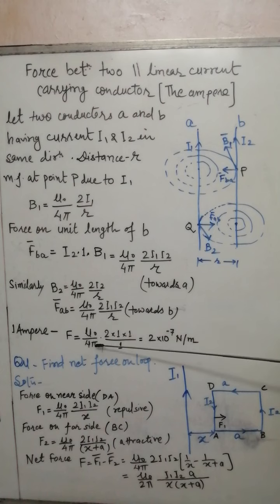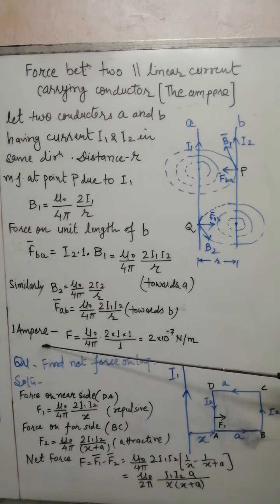If we put these values here, what will we get? We get mu naught by 4 pi into 2, and the value of mu naught by 4 pi is 10 to the power minus 7. So finally we get 2 into 10 to the power minus 7. The unit of force is Newton, and we are talking about unit length, so per meter is taken here: Newton per meter.